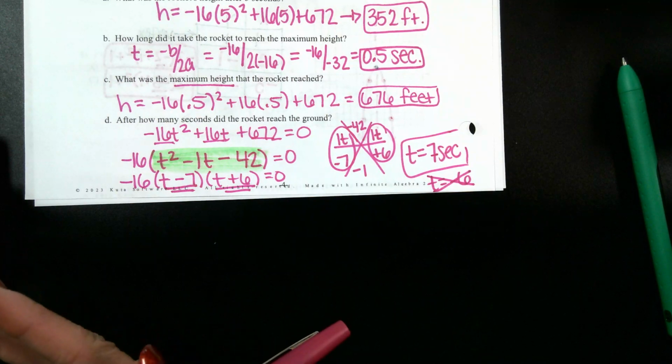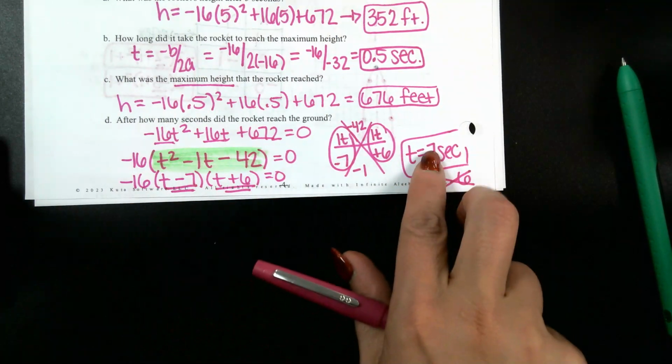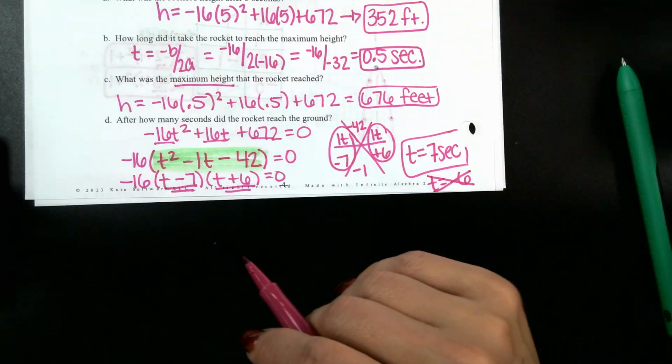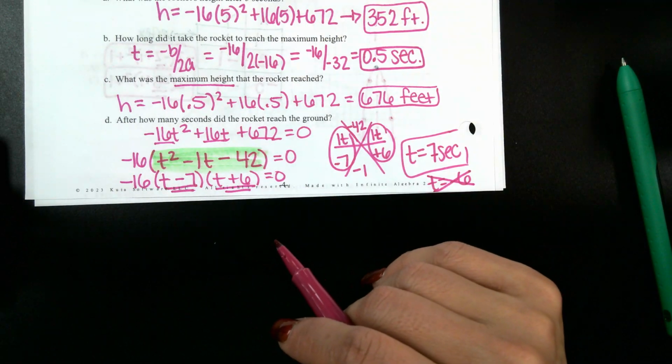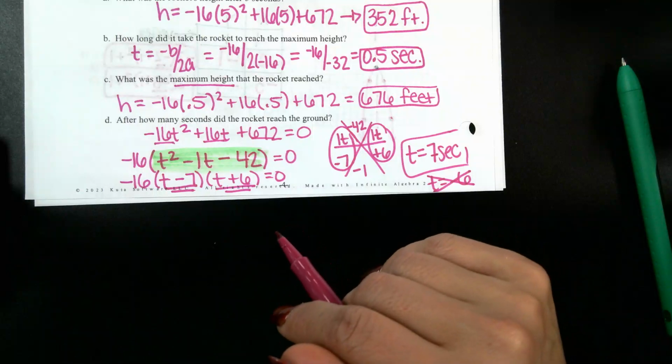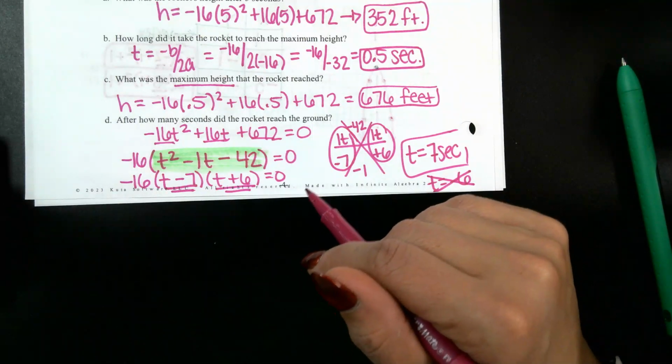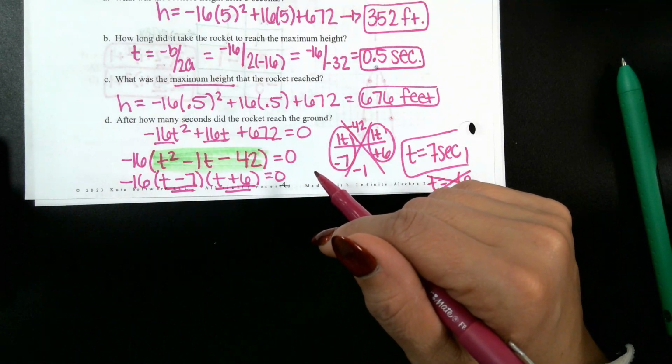Now, we talked about this yesterday. If you guys get 2 positive answers, leave them both, because it can hit a certain height going up, and it can hit that same height coming back down. So you might get 2 positive times. Okay? Basically the two real roots.